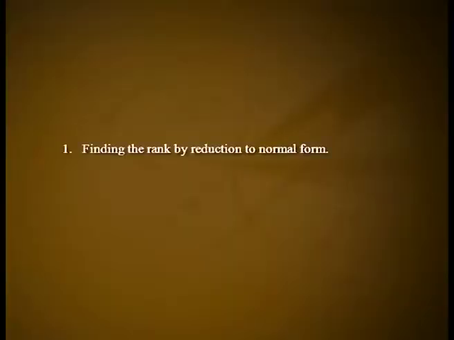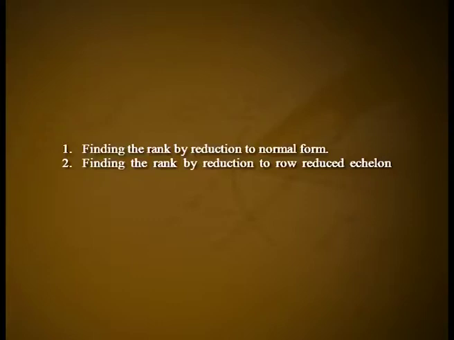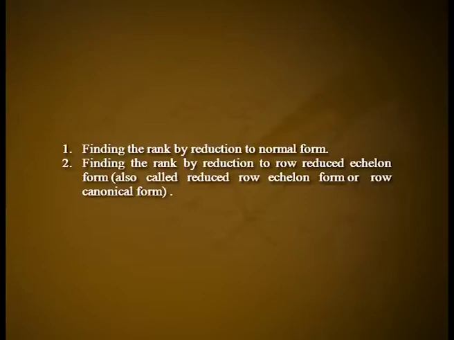Welcome friends. In this session, we discuss two methods to find the rank of a matrix by elementary transformation. The methods discussed in this session are finding the rank by reduction to normal form, and finding the rank by reduction to row reduced echelon form, also called reduced row echelon form or row canonical form. These methods are based on the following theorem.